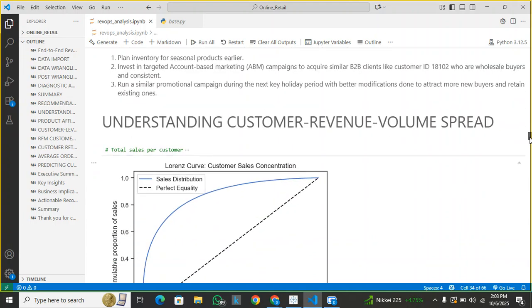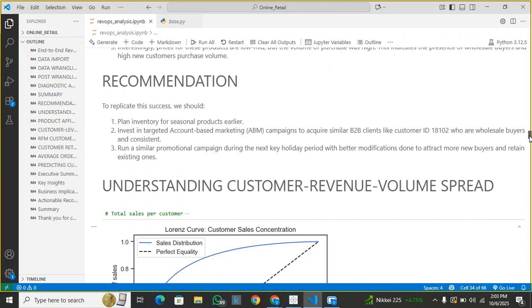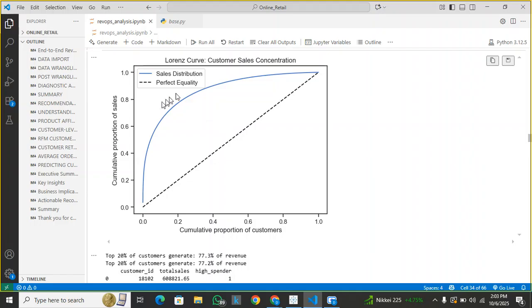So the next phase is understanding customer revenue volume spread. I implemented the Pareto rule, and I visualized it in the Lorenz curve. So 20% of our customers generate 73.3% of revenue. This is more than three quarters of the total revenue, and that is amazing.